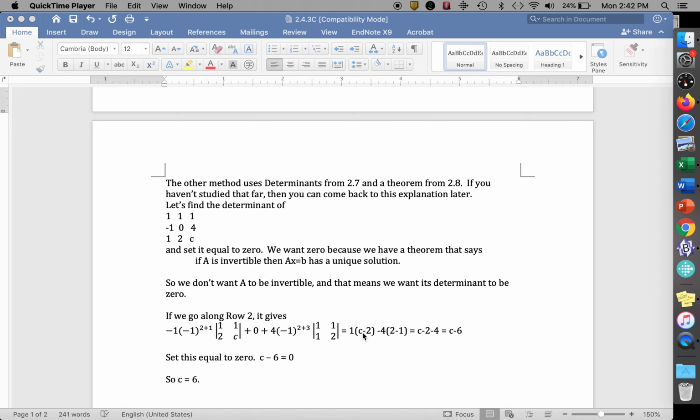So that's 1 times parentheses c minus 2. And then plus 4 times negative 1 is negative 4, times 1 times 2 minus 1 times 1. So 2 minus 1 is 1. And so that's going to give me then c minus 2 minus 4. In other words, c minus 6. Remember, I want that to be equal to 0, so c minus 6 equals 0 means c is 6.